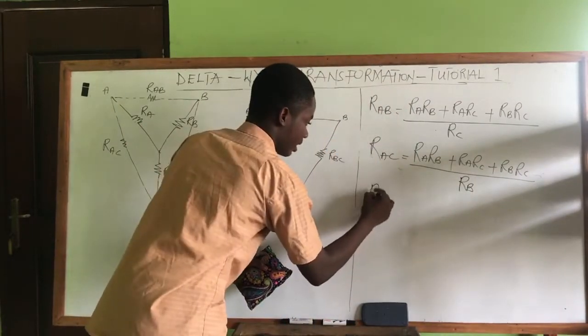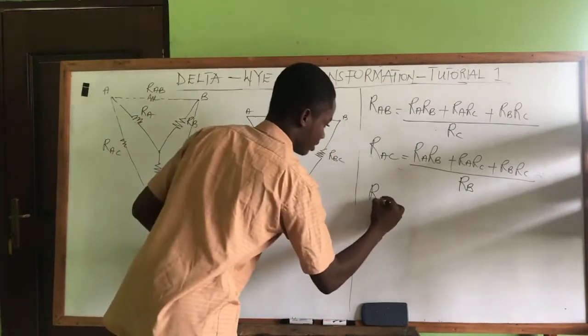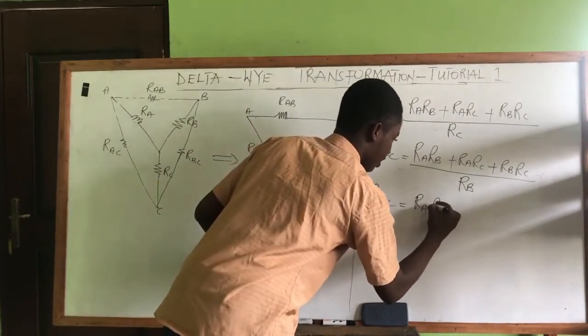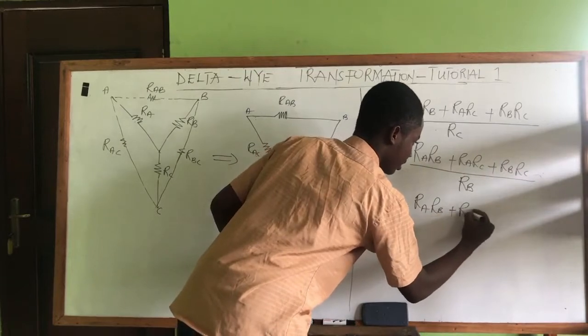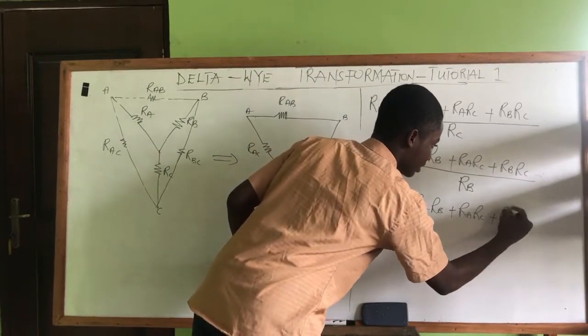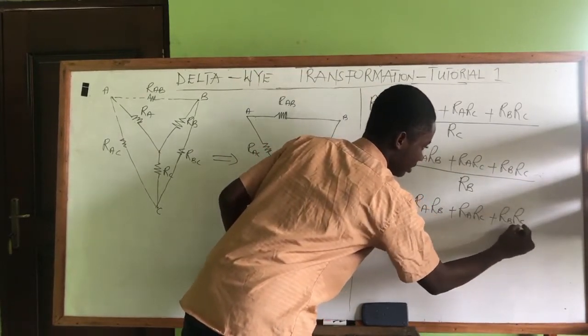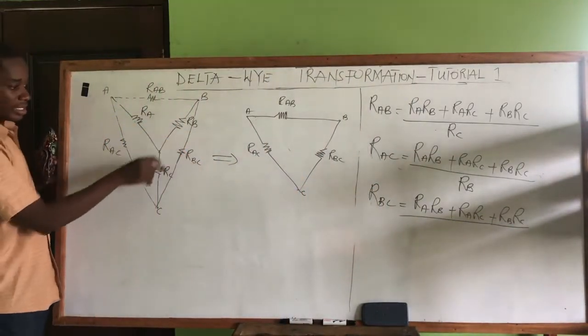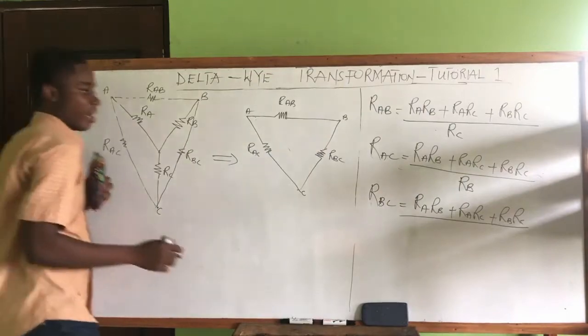Then you take the last delta, which is RBC. So the numerator is the same: RA RB plus RA RC plus RB RC. Then we divide by what? This is RBC. This and this are surrounding this one. So divide by RA.